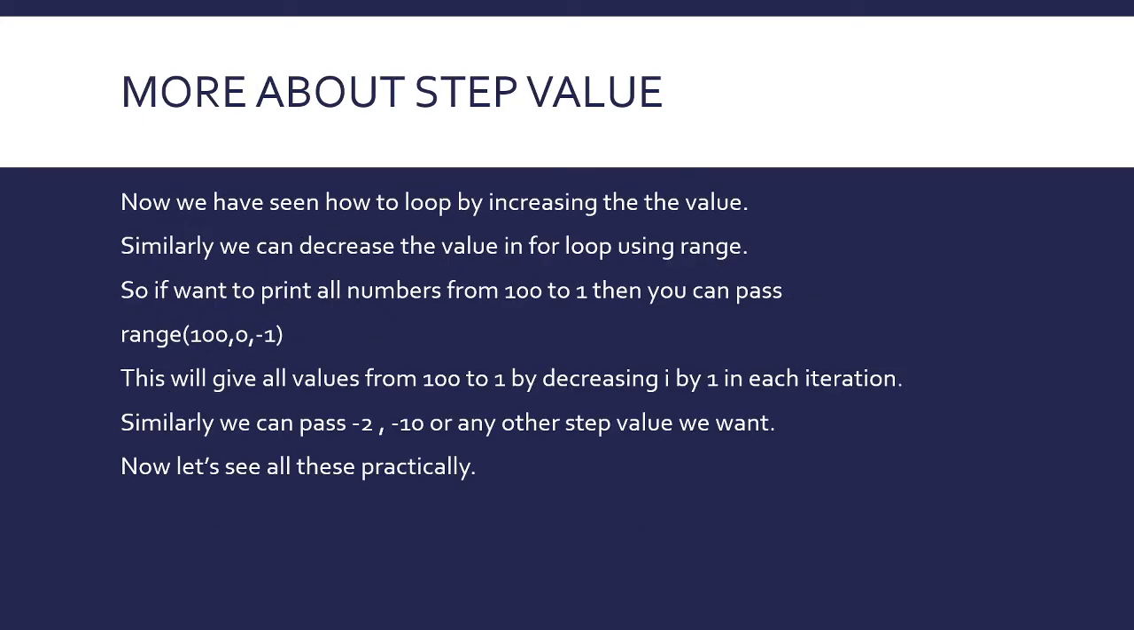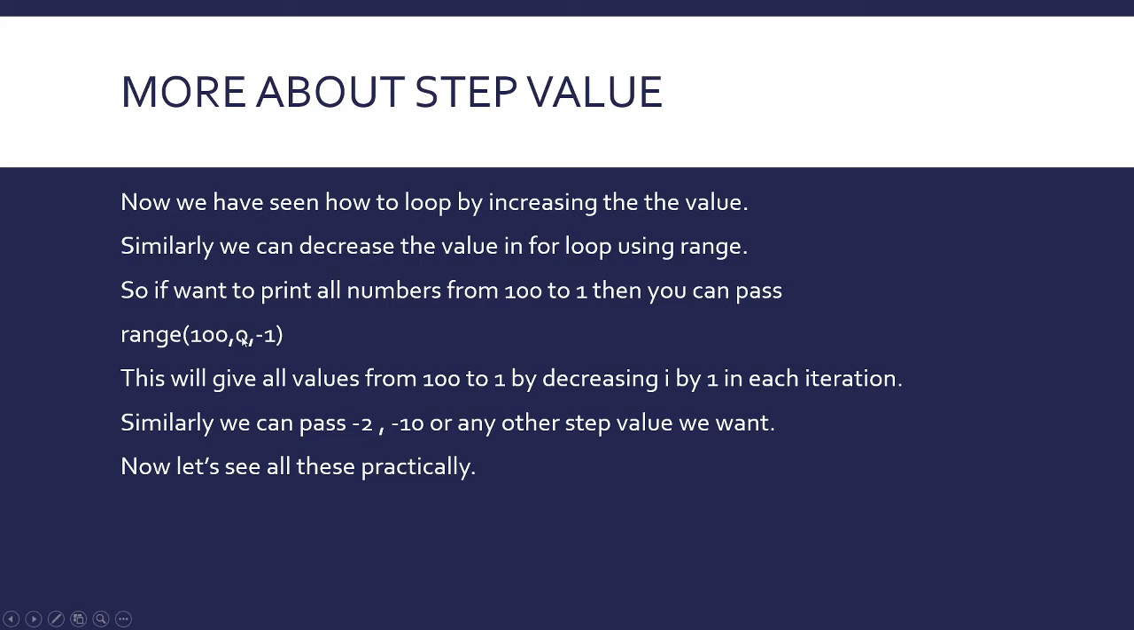So now we have seen how to loop by increasing the value. Similarly, we can decrease the value also in a for loop. If we want to print numbers from 100 to 1, we can pass the following range. 100 should be the start value here because we will decrement the value. So 100 will be the start value, then the end value will be 0.